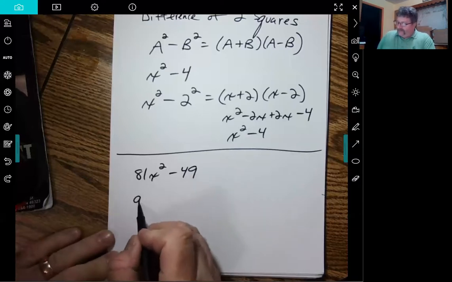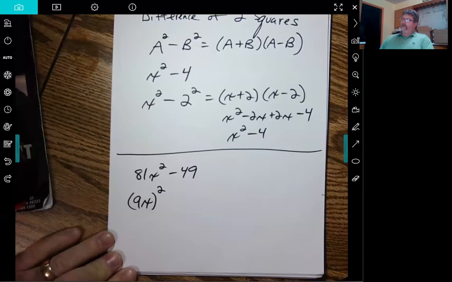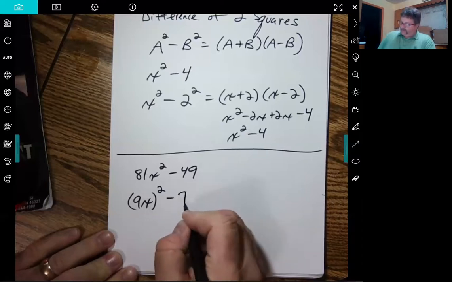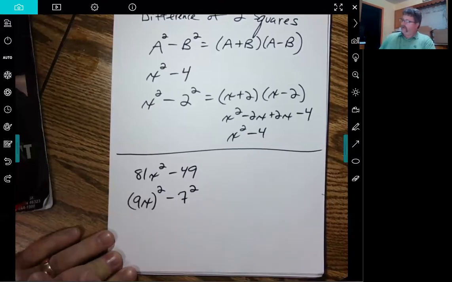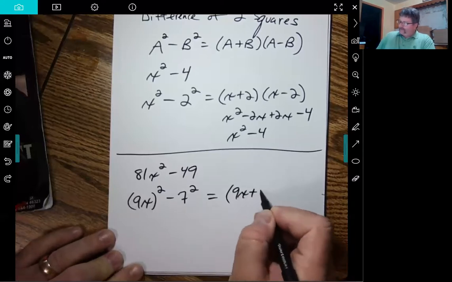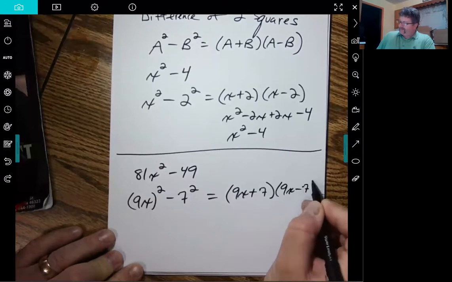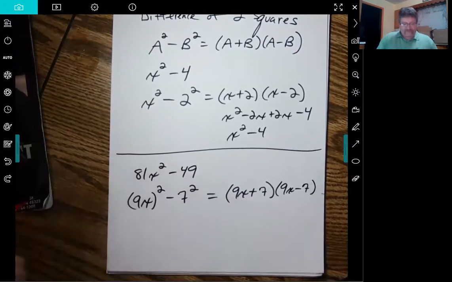Well, 9x everybody squared is 81x squared, right? And then 7 everybody squared is 49. So boom, there's my pattern. Something squared minus something squared. It's 9x plus 7 times 9x minus 7. Okay, that's how it factors. All right, so look out for that.